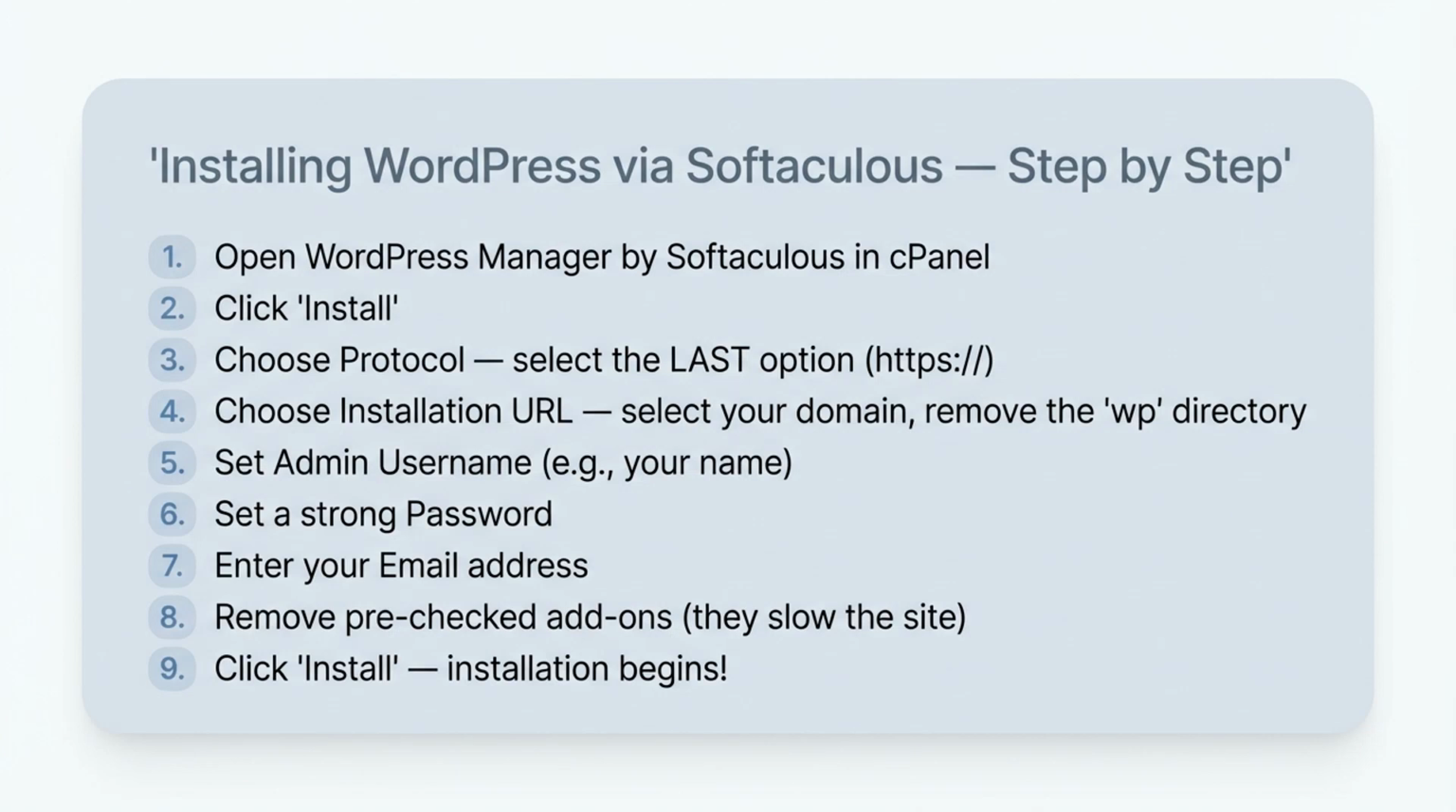Here's the full step-by-step process for installing WordPress. Open WordPress Manager by Softaculous, click Install, then choose your protocol. Always pick the last HTTPS option. Next, select your domain from the dropdown and make sure to remove the WP directory from the URL field. You want WordPress installed at the root of your domain, not in a subfolder. Then set your admin username, a strong password, and your email. Remove any pre-checked add-on plugins because they add unnecessary weight to your site. Hit Install, and the process begins automatically.